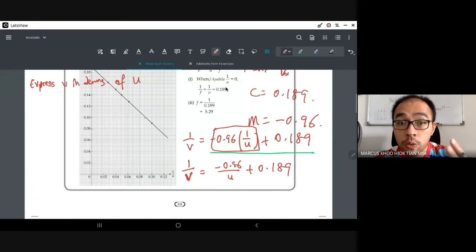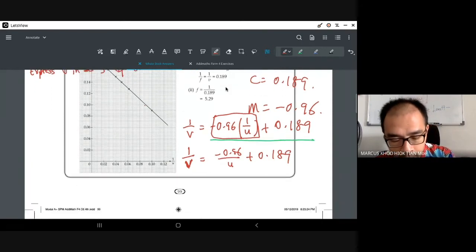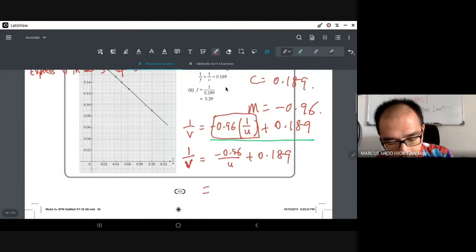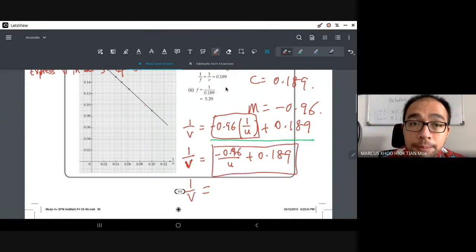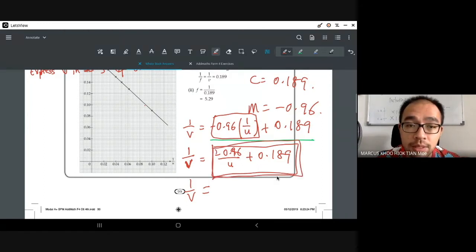But it's still 2 terms. We have to make it into 1 term. If we make it into 1 term, can you tell me what the right side is supposed to become? Wei Chen, you want to try this? Everything times u. Yeah, cross multiply. So what will I get?